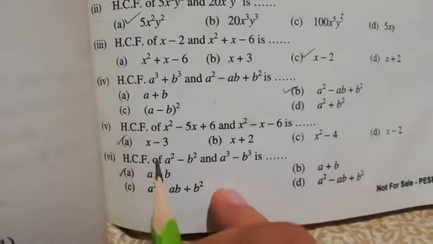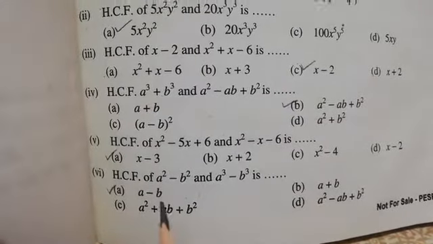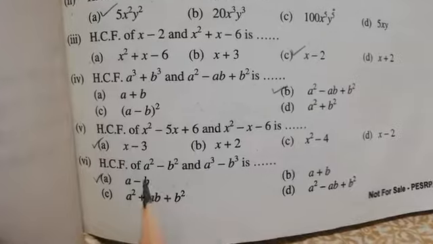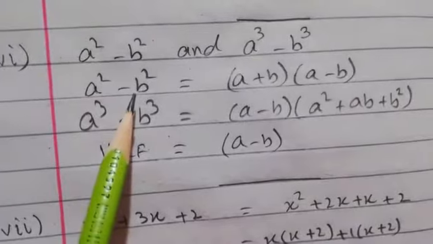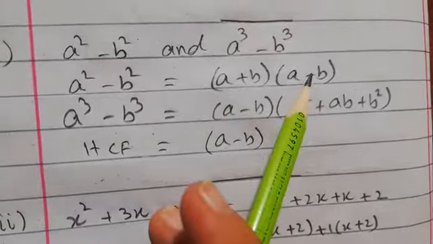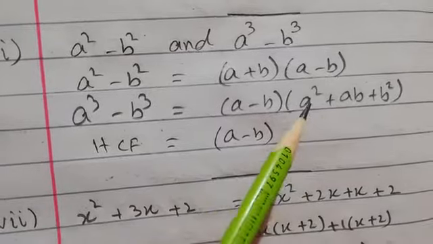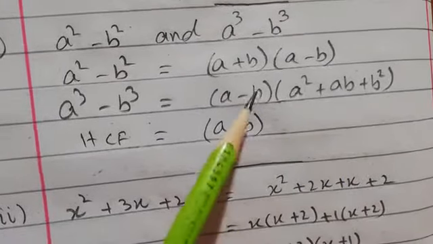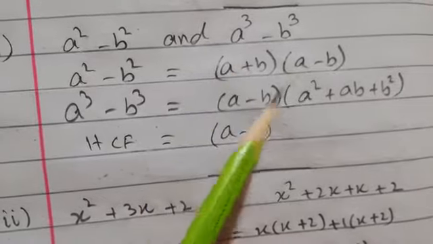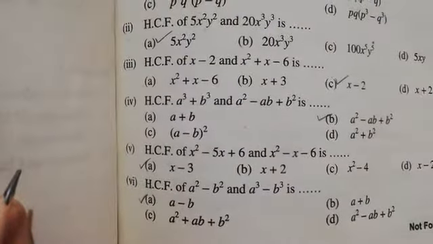MCQ number 6. ACF of a square minus b square and a cube minus b cube is. My dear students, you know that these both are formulas. First of all, we will write the expression a square minus b square and convert it into the formula: a square minus b square equals a plus b into a minus b, and a cube minus b cube equals a minus b into a square plus ab plus b square. From these two expressions we get a minus b as common. So the right option of MCQ number 6 is a minus b, option number A.